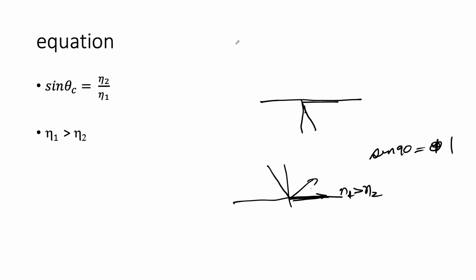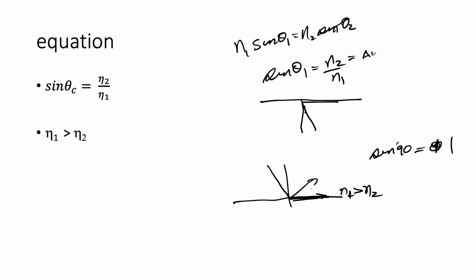So if we look at Snell's law, N1 sine of theta 1 is equal to N2 sine of theta 2. If the sine of theta 2 is going to be 1, this goes away. So the sine of theta 1 is equal to N2 over N1, and N1 has to be greater than N2. N2 is usually equal to air or something less dense than N1. This is the equation I'm going to use for today.